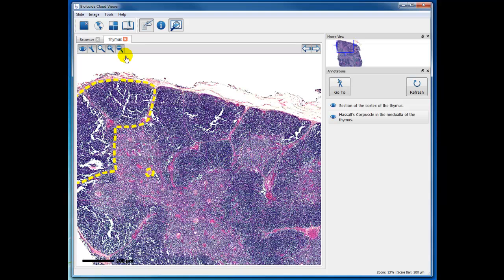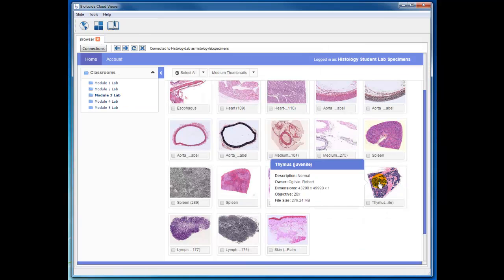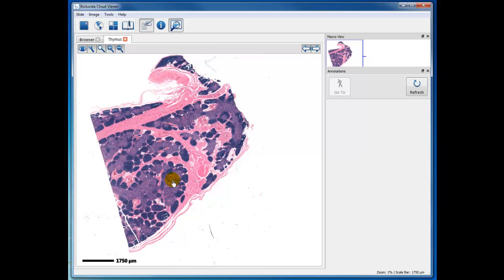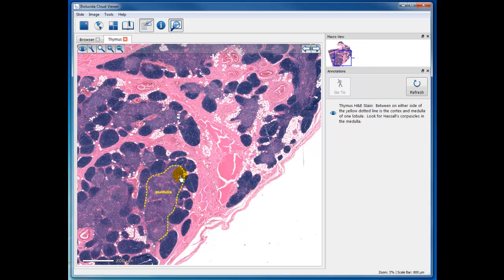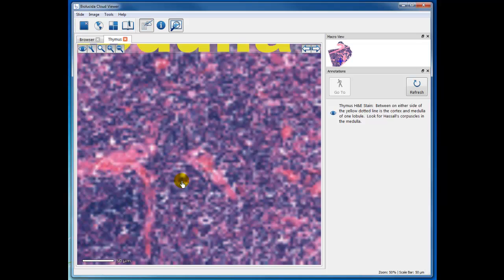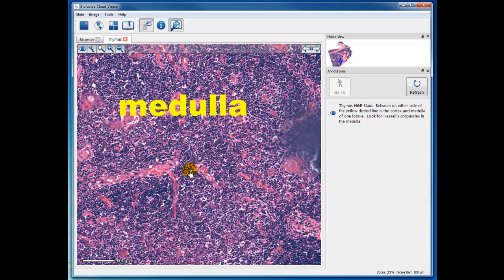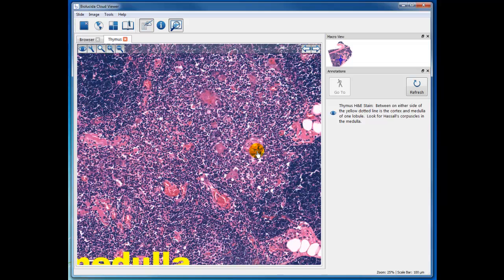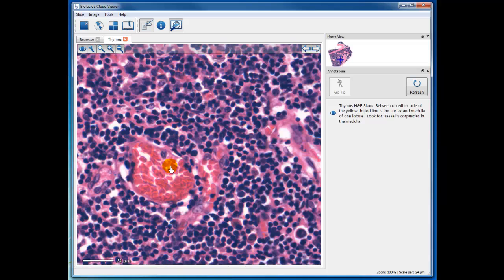So let's now shift our attention over to the other thymus specimen. And this specimen is probably a little cleaner and maybe from a younger individual, where you can see the outline of the cortex here and the medulla, very nice. You can see the Hassall's corpuscles here. There's one over here. I think I see some more over in here, and then of course these are blood vessels here.